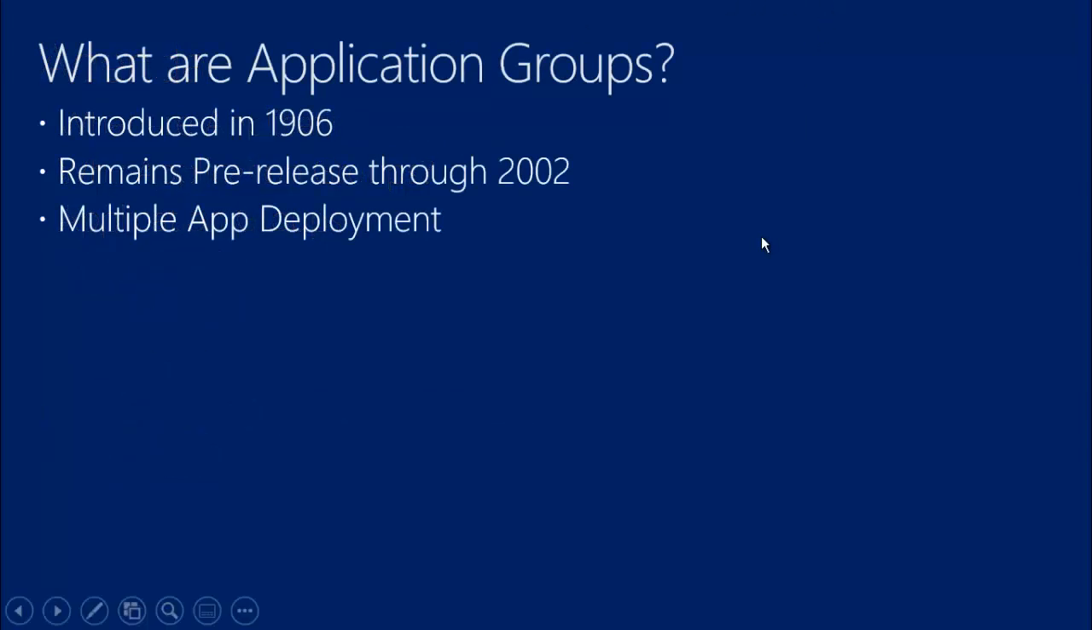So what are application groups? Application groups were introduced in 1906. The presentation I'm showing you today is based on Config Manager Current Branch 2002. Typically, I like to wait until a feature has progressed through pre-release status before I do a training session on it, but in this case, application groups are really powerful, and I wanted to go ahead and talk about it.